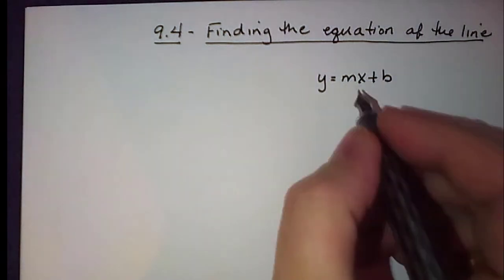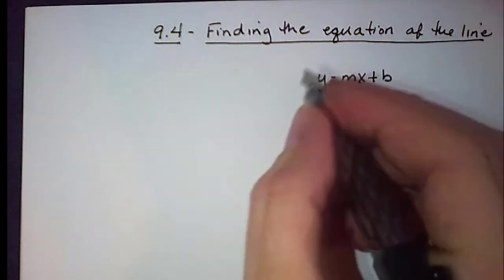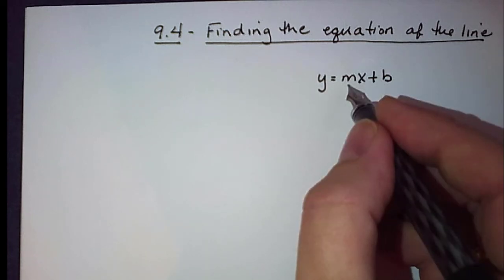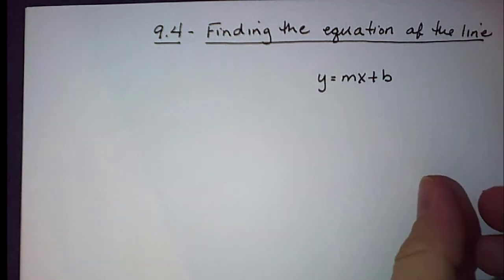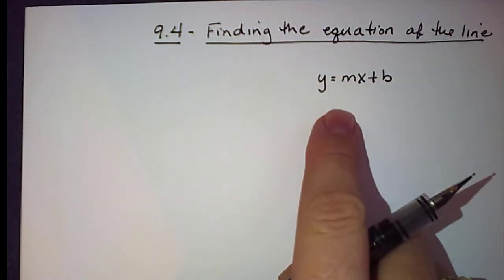If we have the slope and we have a point, specifically the y-intercept, then what we can do is easily plot the y-intercept, go rise over run with my slope, and we have the line graphed pretty easily. So this is a very important form of the line that we're going to be using quite a bit.